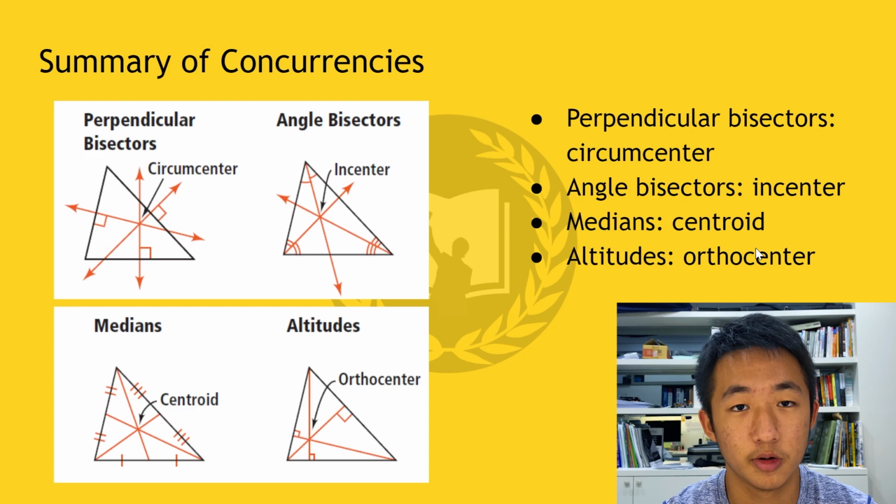Medians are concurrent at a point called the centroid. The distance from the vertex to the centroid is 2/3 that of the distance from the vertex to the midpoint of the opposite side. Last but not least, altitudes are concurrent at a point known as the orthocenter. The orthocenter can be inside the triangle if the triangle is acute, on the edge of the triangle if the triangle is right, and outside of the triangle if the triangle is obtuse.